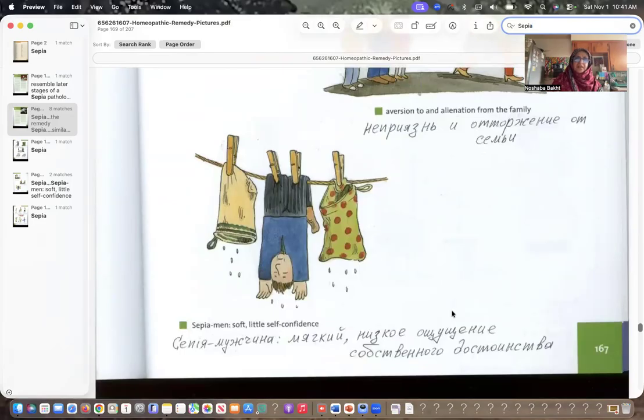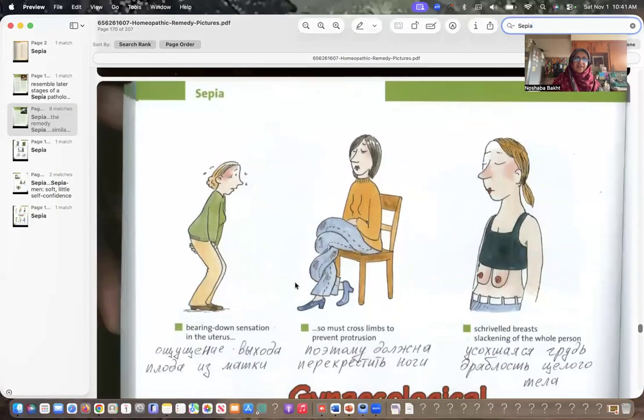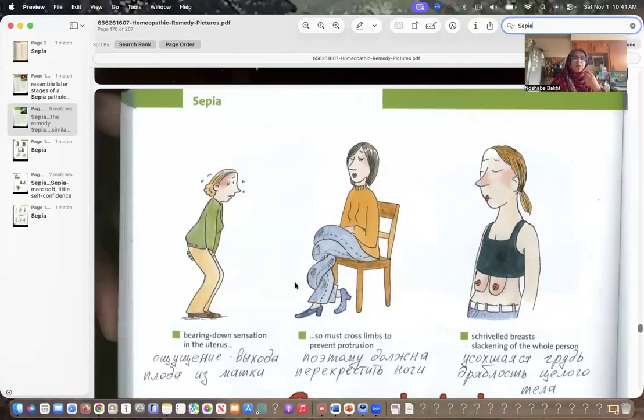The sepia men are very soft and they have very little self confidence. These women mostly have a very bad bearing down sensation in the uterus. And I gave this remedy to one lady this last week because of this sensation, especially as she was pregnant, and she was having this sensation.